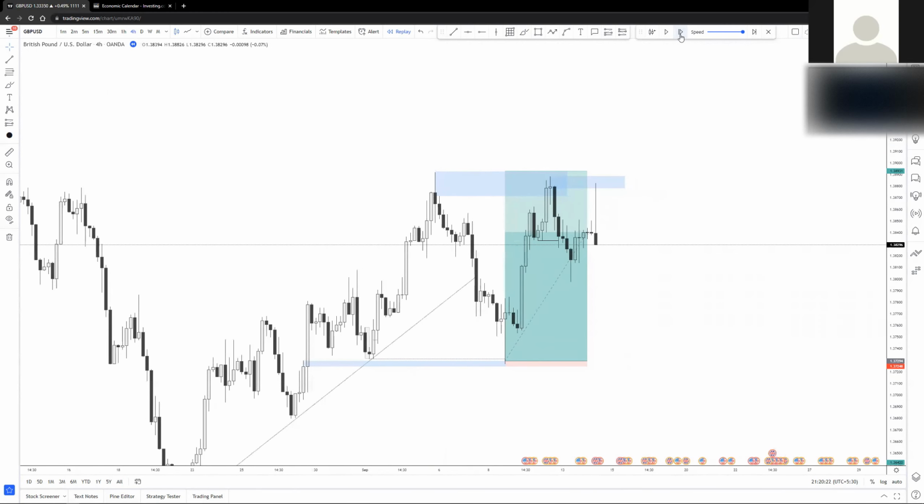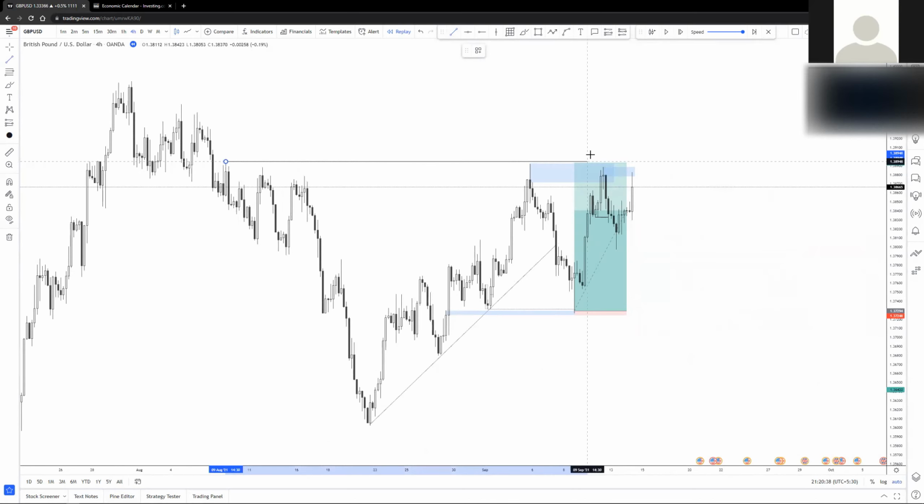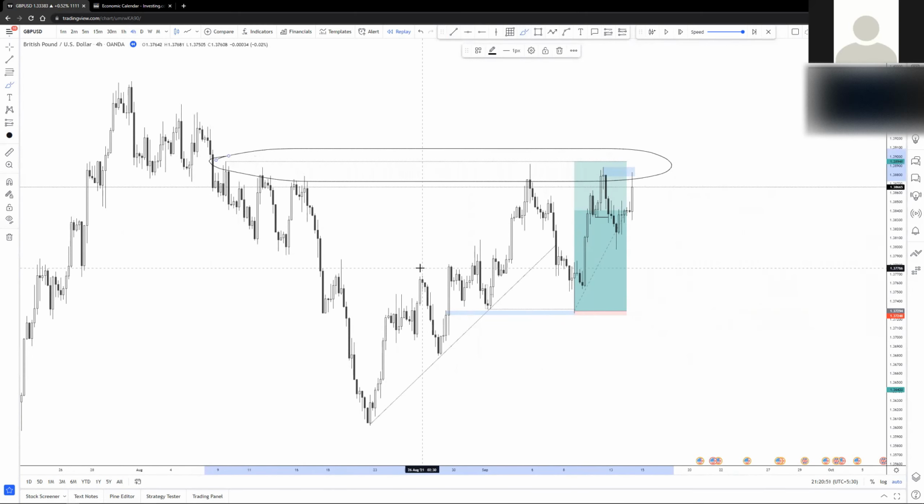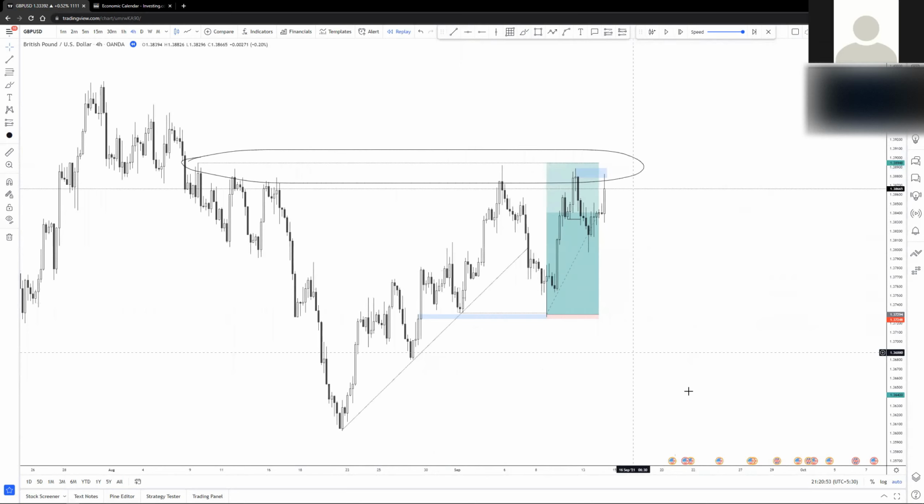But we know that this right here is a pool of liquidity. See that? That's a pool of liquidity. We're targeting that now. If they really want to do a reversal, why would they leave this liquidity unswept? It doesn't make sense for them to do that, right?